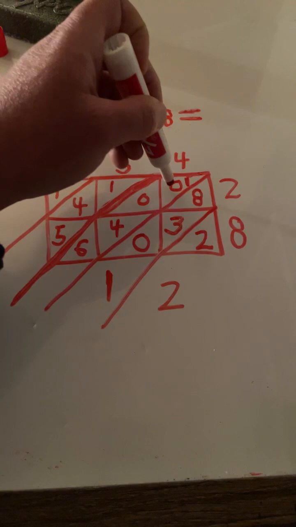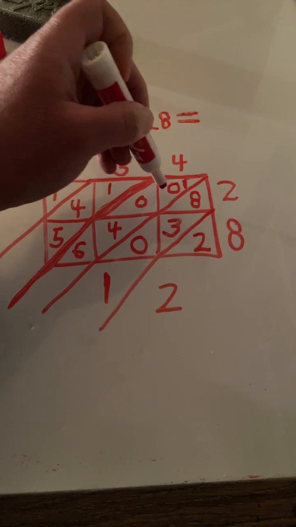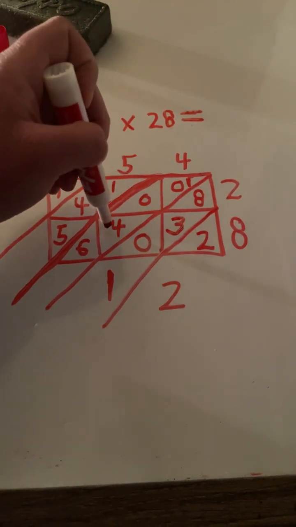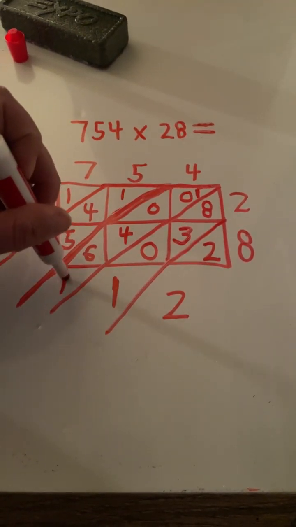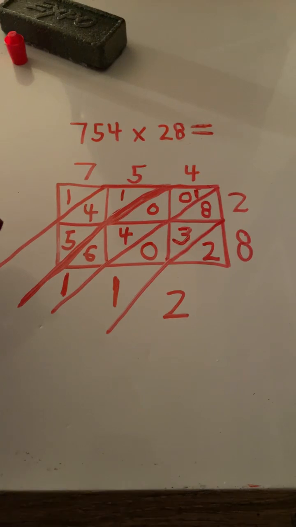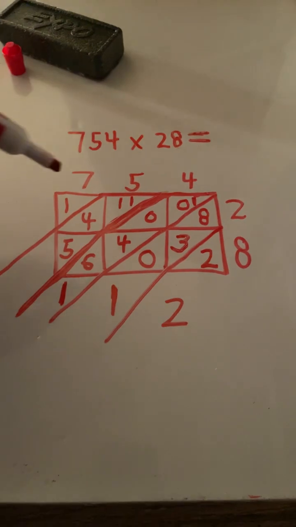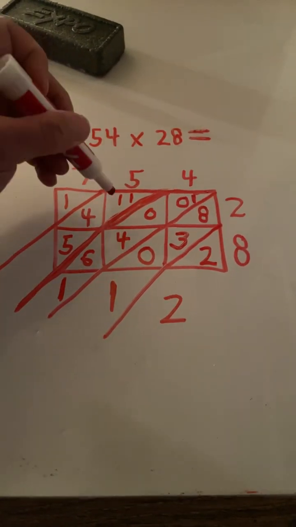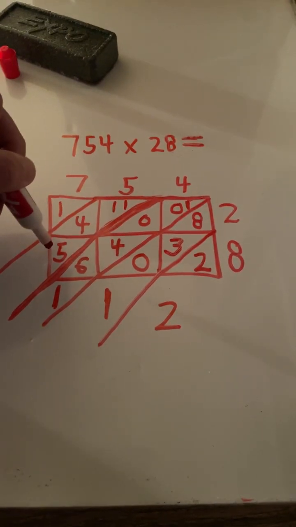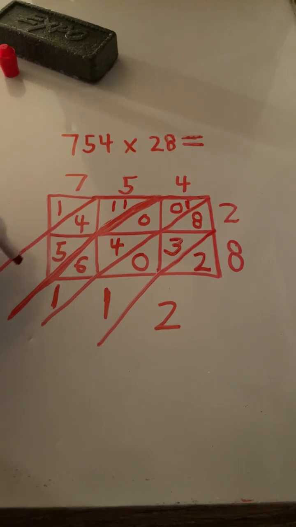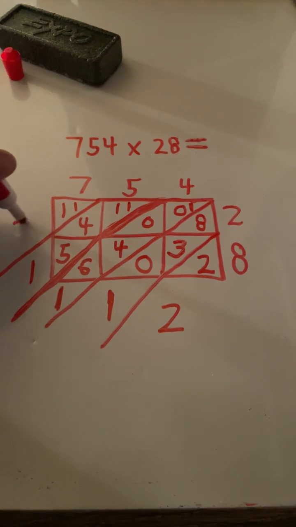So now we're going to add 1 plus 0 plus 0 plus 4 plus 6. So 1 plus 0 is 1, plus 0, we're still at 1, plus 4 equals 5, plus 6 equals 11. So we're going to put a 1 in this diagonal, then we have to carry another 1 over. 1 plus 1 is 2, plus 4 is 6, plus 5, 11 again. 1, carry the 1. 1 plus 1 equals 2.